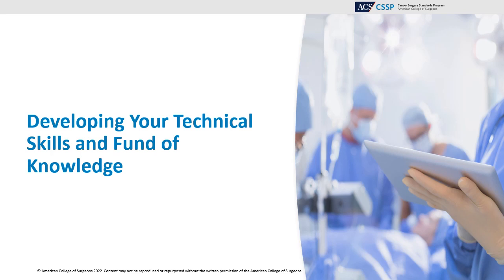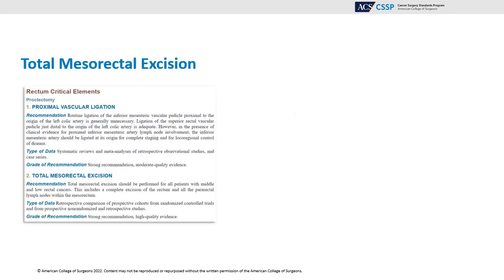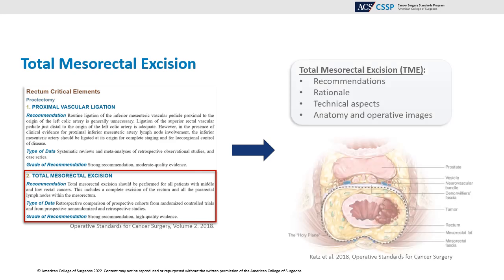These Operative Standards textbooks can also serve as a surgical atlas of sorts, helping to improve surgical skills and knowledge. In addition to providing trainees with a framework to approaching cancer operations and the rationale supporting critical steps, the Operative Standards manuals also provide in-depth technical information that may help to develop surgical skills. Using total mesorectal excision as an example from the Operative Standards for Cancer Surgery Volume 2, a great level of technical detail regarding the critical elements of this operation can be found.